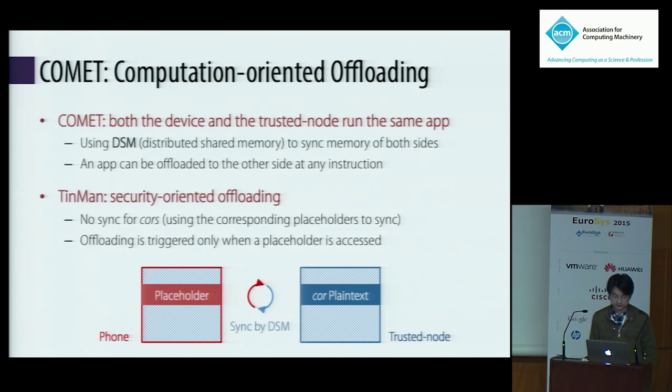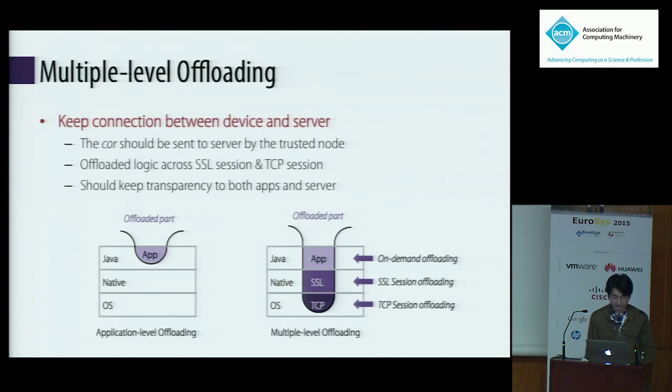But TinMan is security-oriented offloading, so there is no sync for cor, and the offloading is triggered only when a placeholder is accessed. A major challenge is that COMET is an application-level offloading engine. However, since TinMan needs to send cor data by the trusted node to the server, it also needs multiple levels of offloading, including SSL level and TCP level, in order to support I/O operations on the trusted node.